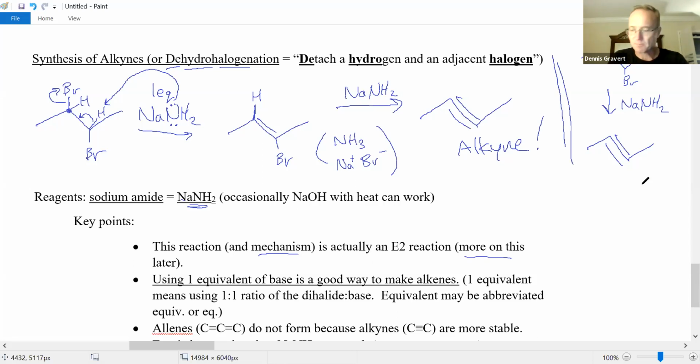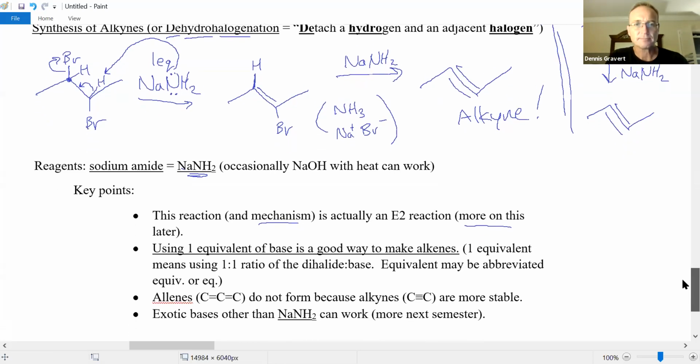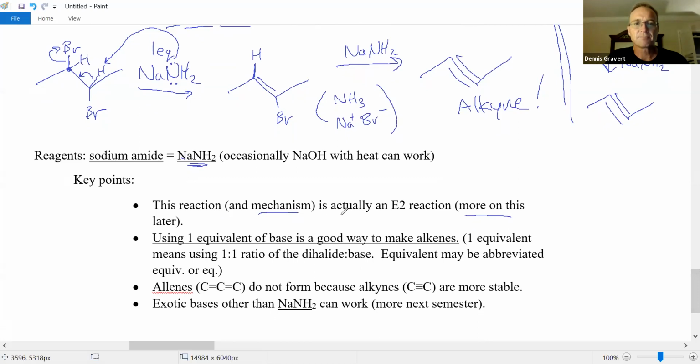Any last notes here? It's an E2 mechanism. We'll see that later. One equivalent base makes alkenes. Okay, so if you need an alkene, you can take an alkane with a pair of halides and actually add one equivalent and stop at the alkene. Maybe that's what you want.